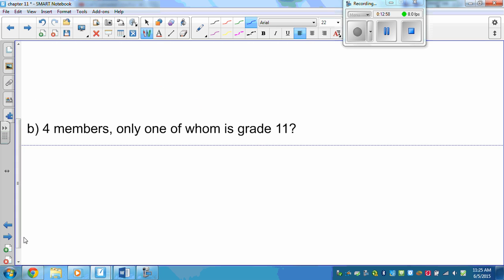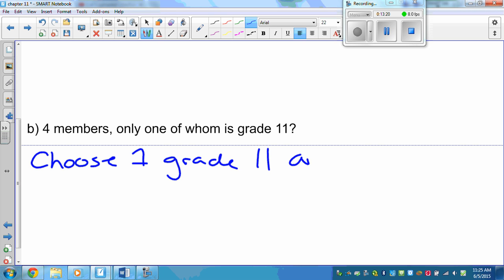Okay, 4 members, only one of which is in grade 11. So it doesn't matter the order. It doesn't matter if I choose the grade 11 first or second or third or fourth. Order doesn't matter. So right away I know I'm dealing with combinations. So really what I'm doing is I'm going to choose one grade 11, and then I'm going to choose other 3. Notice I use the word and, so I'm going to be multiplying these things together.